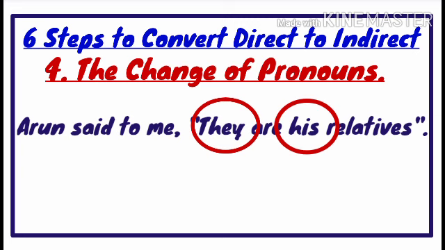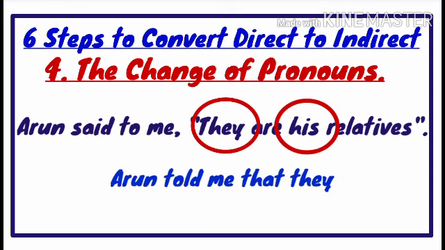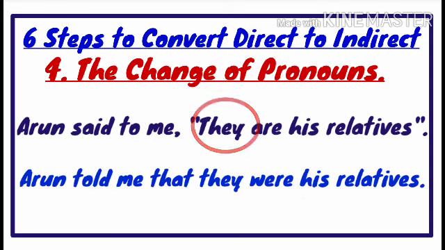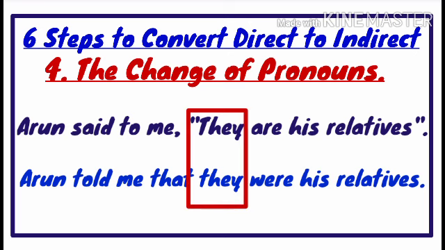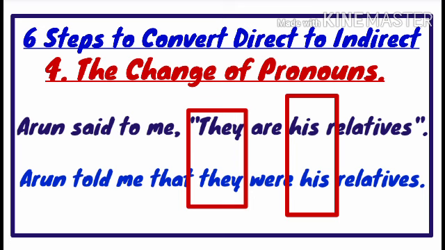Here "they" and "his" are the pronouns, and I have told earlier that the third person, that is they, she or he, will not have any change when we change to indirect speech. So it will be: Arun said to me that they were his relatives. They and his remain as they are.